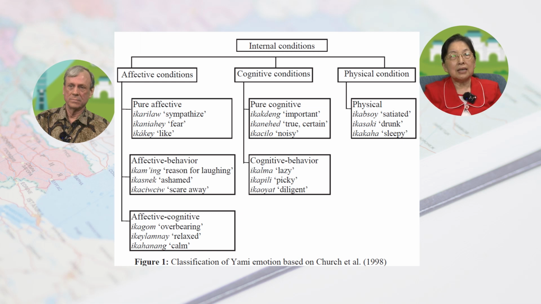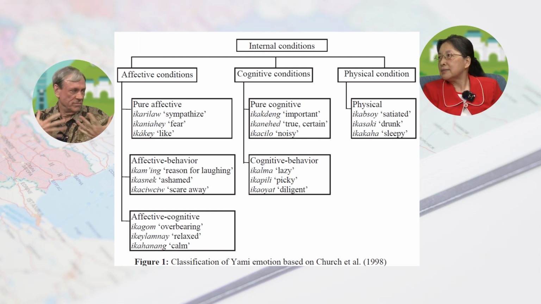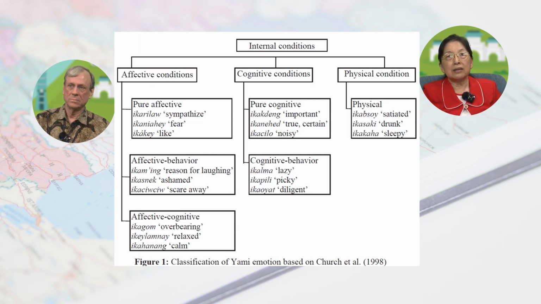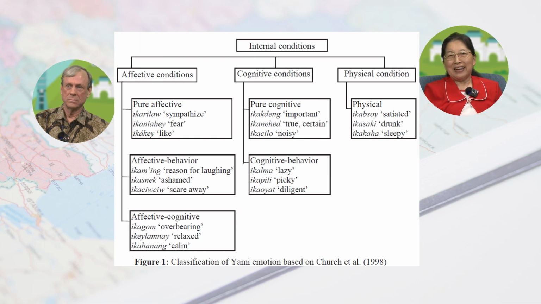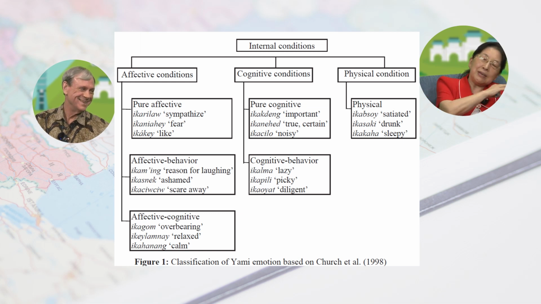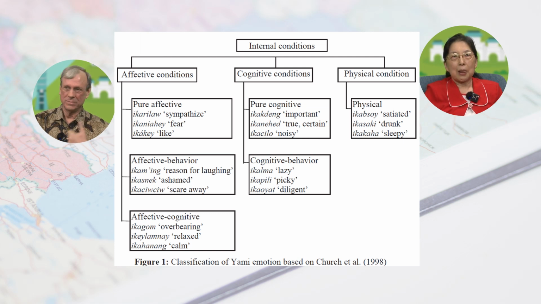So you can see some of the words like fear, sympathize, scare away, ashamed, overbearing, relax, calm. Those are all feelings. And those are cognitive, like important, true, noisy, lazy, picky, diligent. Those are things that you think about. And the physical: satiated, drunk, sleepy. Those are things related to your physical condition, but that affect your mood as well.